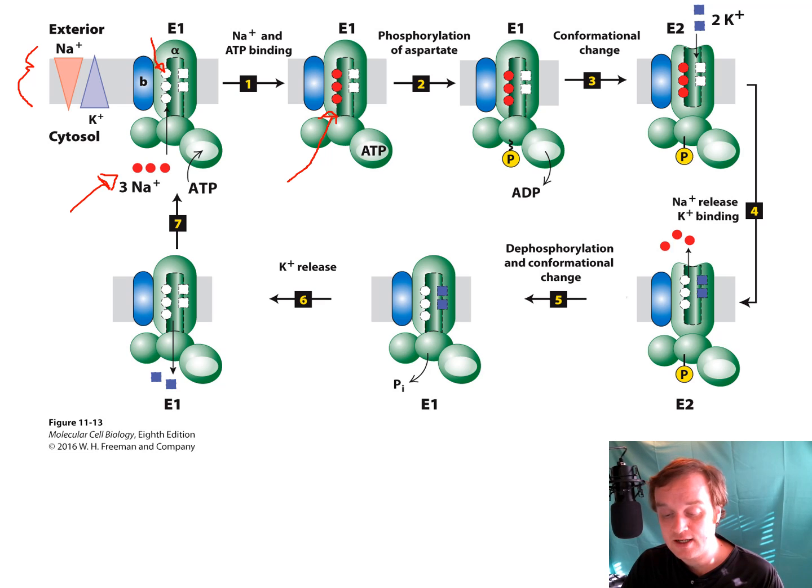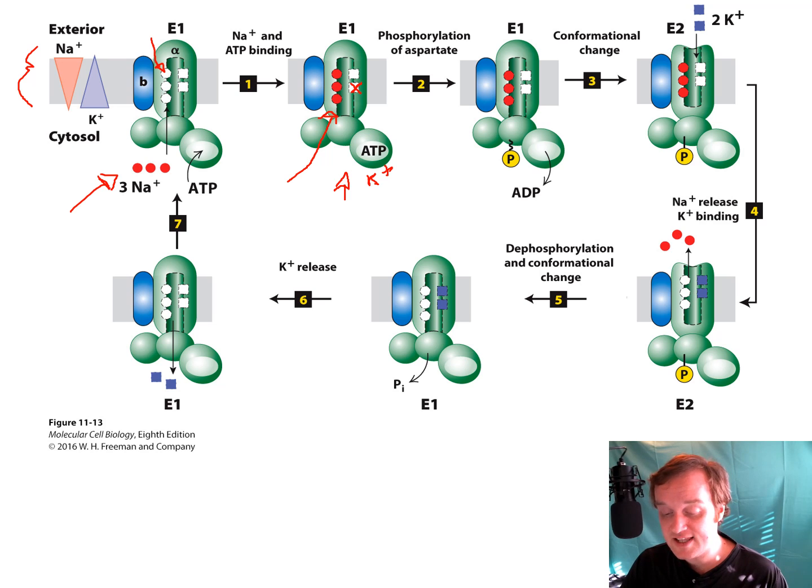And at this point, the potassium sites have very low affinity. So they're not going to bind anything. Even though there's a very high concentration of potassium on the inside of the cell here, it's not going to bind to those sites because the affinity is very low, because of the conformation it's in.